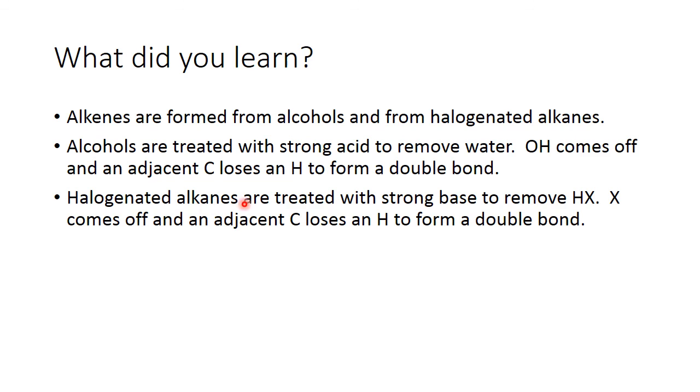Halogenated alkanes are treated with strong base to remove acid, basically, like hydrobromic acid or hydroiodic acid or hydrochloric acid. That strong base removes the acid, and what you have is a halogen comes off one carbon and an adjacent carbon loses a hydrogen, and you form a double bond between those two carbons.